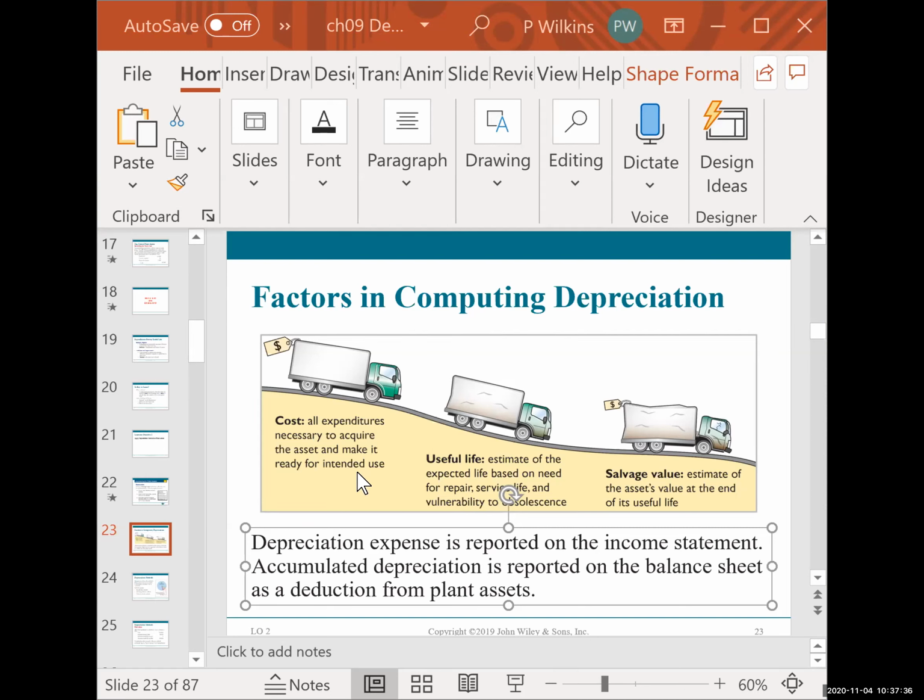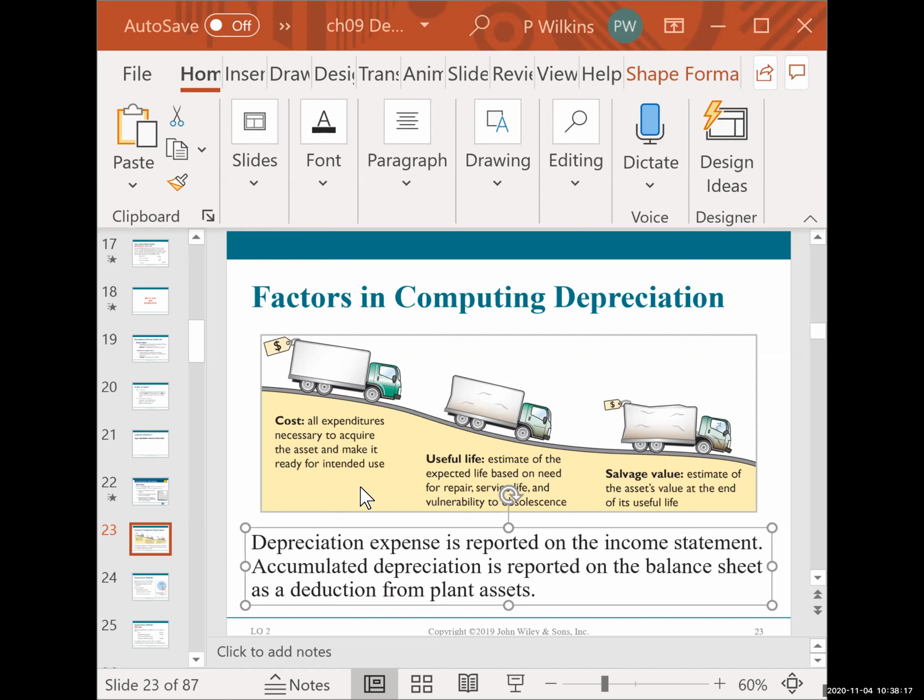Okay, so we need to know the cost. All the expenditures necessary to acquire the asset and to make it ready for intended use. Now, you're going to have some problems where you have to figure out the cost of an asset, but when you really get into the problems for working the depreciation, they're going to tell you what the cost of the asset is. You're not going to have to figure it out, okay? You're also going to need to know the useful life. The estimate of the expected life based on, well, there's a lot of different things that come into the useful life. The great thing is in this class, they are going to tell you what the useful life of the asset is. So that's awesome.